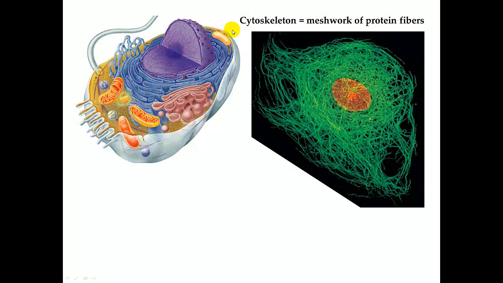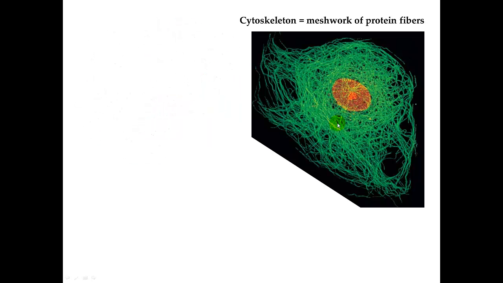So again, just to remind ourselves, the cytoskeleton is this meshwork of protein fibers. You might remember from the knowledge check assignment that there are actually 3 kinds of protein fibers that make up the cytoskeleton. If you could look really closely at these protein fibers, you'll see that there are 3 different sized protein fibers, and they're all given a different name.